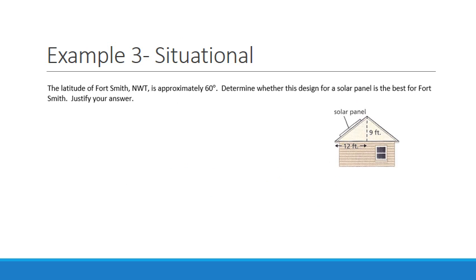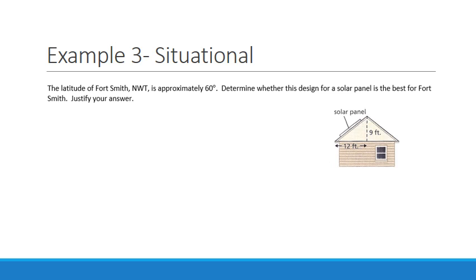Okay, example 3. So a situation here. These questions are similar to the ones that are in your textbook. That's why I thought I'd choose one. The latitude of Fort Smith, Northwest Territories is approximately 60 degrees. Determine whether this design for solar panel is the best for Fort Smith.